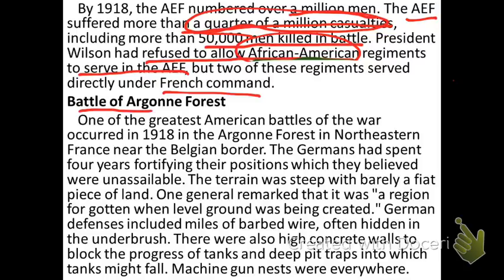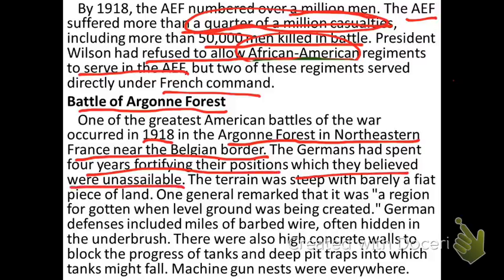Okay, the Battle of the Argonne Forest. Let's move forward. This is the greatest battle, the best-known battle of the entire war. This occurred in 1918, in the Argonne Forest, which is in the northeastern part of France near the Belgian border. In fact, it is on the border with Belgium, and part of the forest is in Belgium, part of the forest is in France. The Germans had spent several years fortifying their positions in the forest, which they believed were unassailable, which means that they were impenetrable, that they were pretty well made.